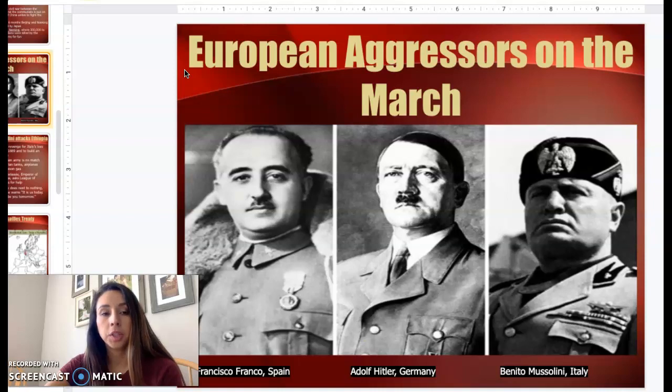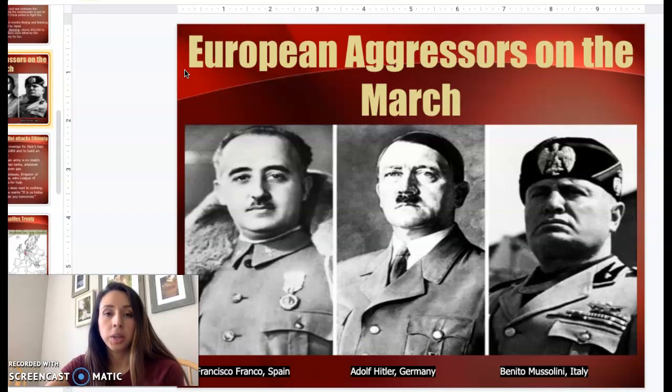The first part covered Japan. You should have done some notes last week on Japan, that section titled Japan Seeks an Empire. And so just a quick overview on what you read about Japan.